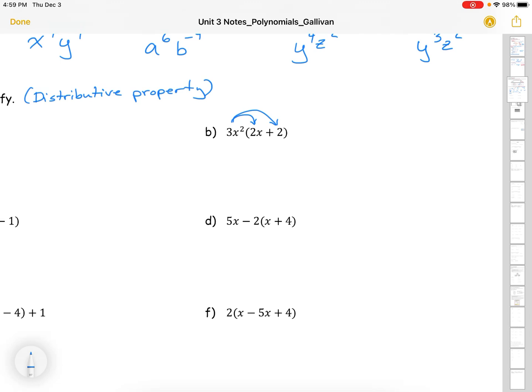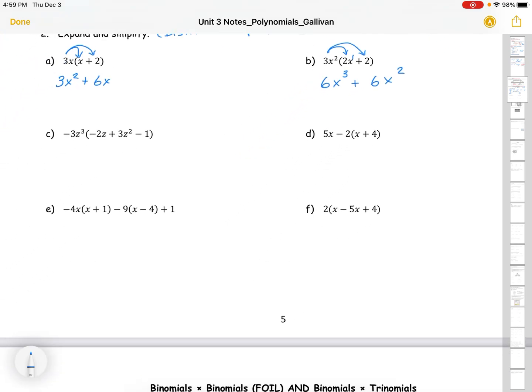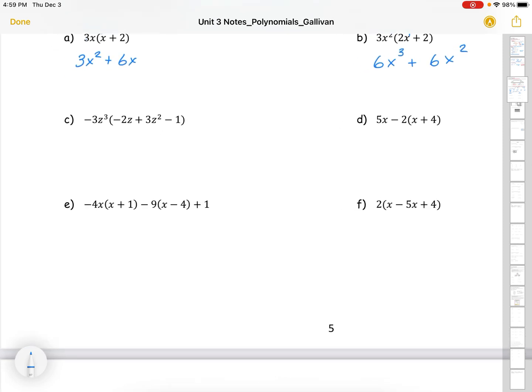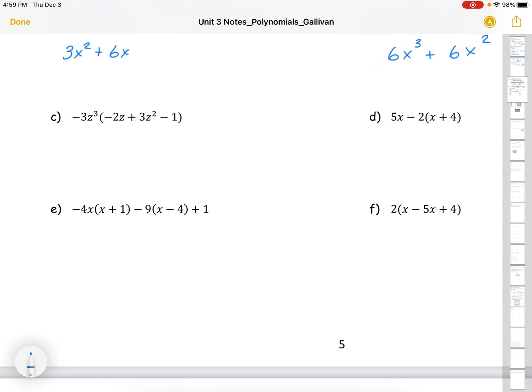So 3x squared times 2x is 6x to the 3, because there's an invisible 1 on that x. And 3x squared times 2 is 6x squared. Okay? Doesn't matter how many terms are in the brackets, we still distribute. Okay? Now, let's do the distribution first, and then I'll talk about rearranging, because we always want to have our polynomials in the correct form.